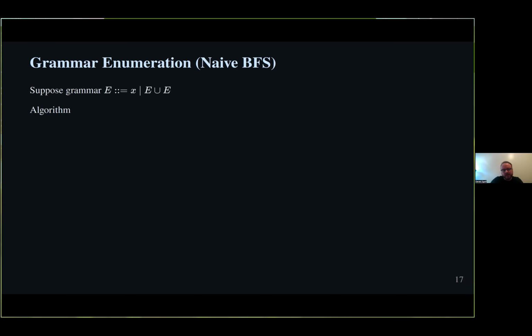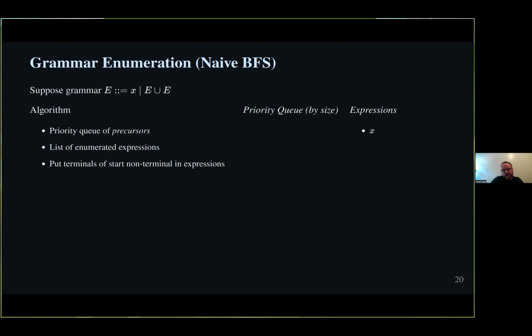So the grammar enumeration algorithm, the naive version, goes like this. We're going to keep around a priority queue of what we'll call precursors. And then we're going to keep around a list of enumerated expressions. The first thing we're going to do is look at the starting non-terminal, and add any terminals that appear on the right side of that production. And we're also going to add any other productions to the precursors. So in this case, we add X to the list of expressions, and we add E union E to the priority queue.